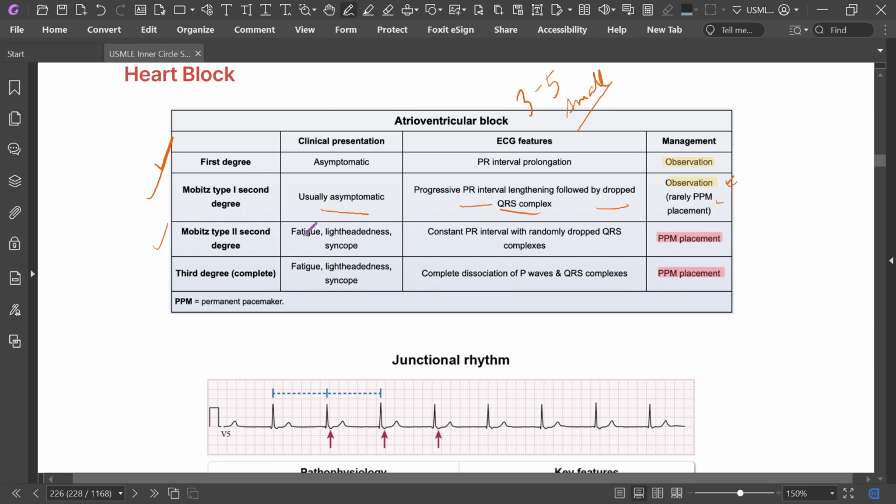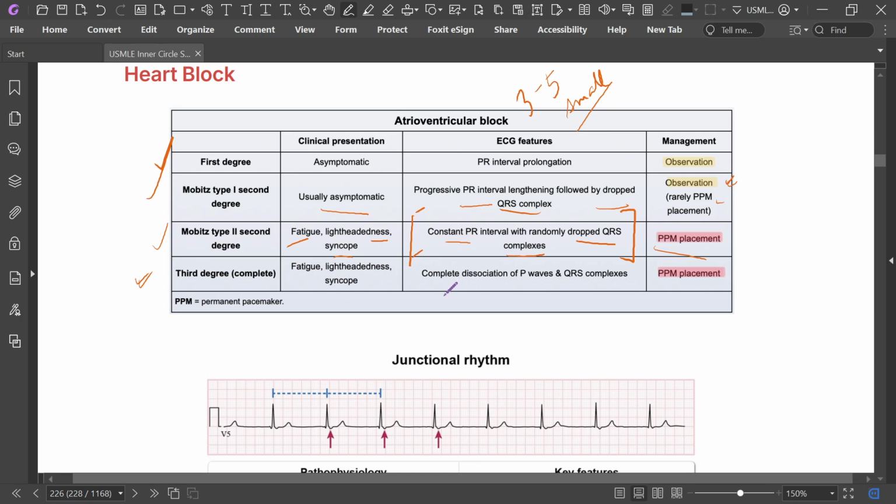Mobitz type 2: fatigue, lightheadedness, syncope. In Mobitz type 2, there is a constant PR interval with a randomly dropped QRS complex. PPM, permanent pacemaker placement, should be done.